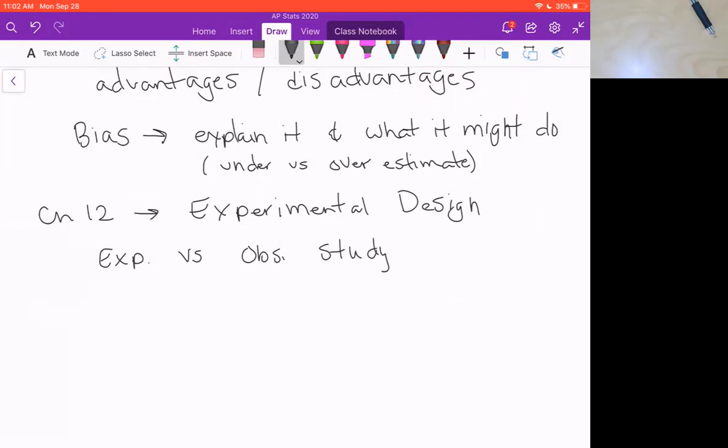Why do we want to do that? Because with an experiment, we can conclude cause and effect. With an observational study, we cannot, because we did not randomly assign the participants to treatments. So that's the difference of how you tell which one is which and why experiments can be superior to an observational study.